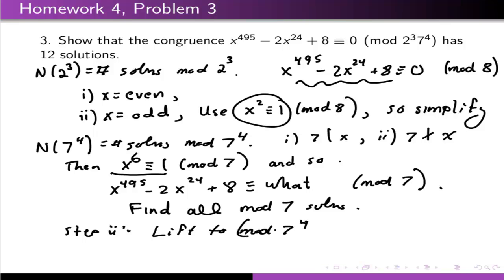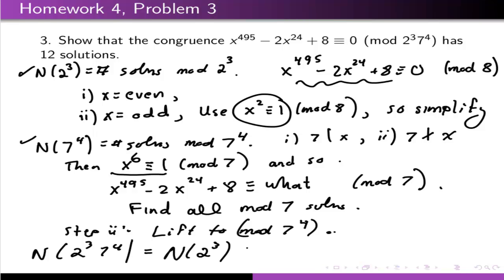Now when I say you're going to do this, I'm not asking you to find the solutions here. I want you to count the number of solutions. So you're just going to have to see, are these singular solutions or non-singular solutions, and do they lift? And then once you've calculated these two numbers, you just take the product. N of 2 cubed, n of 7 to the 4th.